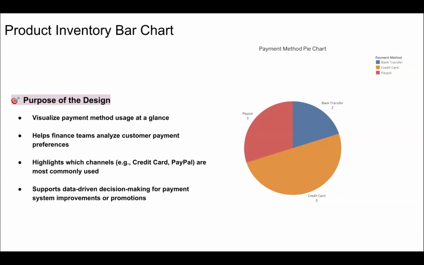So to summarize, the product inventory bar chart helps identify stock level, restock needs, and potential out-of-stock items quickly. And also the payment method pie chart gives a financial overview of customer preferences, helping strategic decision-making for payment options.